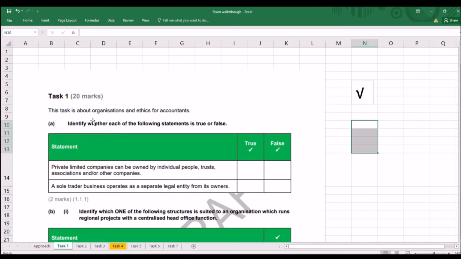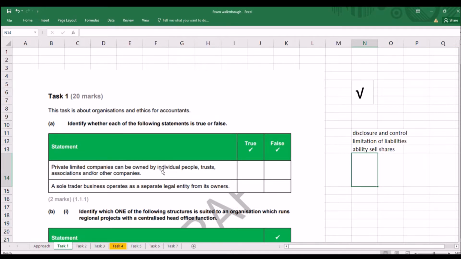Task 1. Task 1 is about organizations, so types of organizational structures and ethics for accountancy. Okay, fine. So private limited companies. In terms of our corporate structure, we've got a trade-off between disclosure and control versus limitation of liabilities, and we've got the ability to sell shares. Private limited companies can't sell shares to the public, but they are limited, and they do have some control, though not to the same extent as public limited companies.